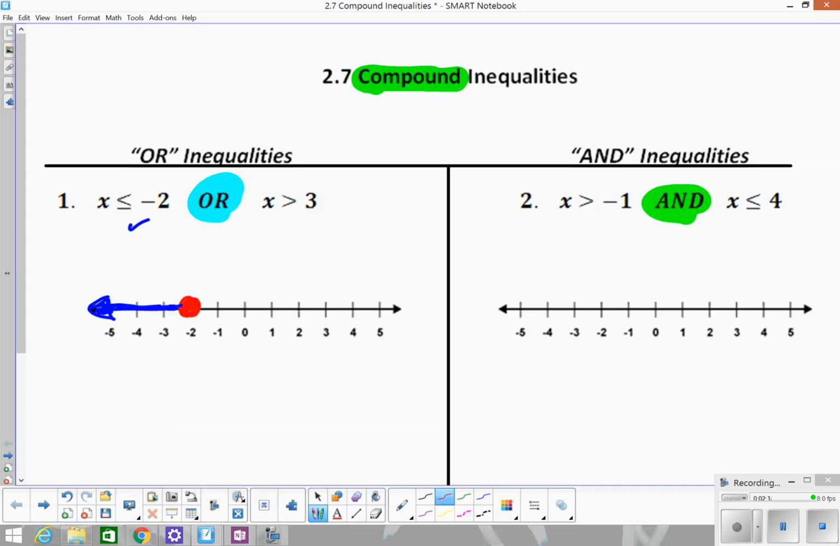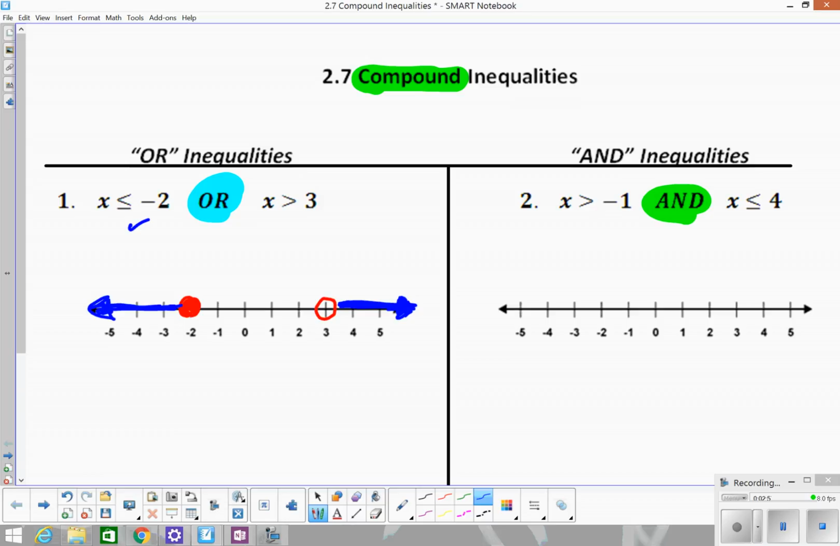In this case, I'm going to look at the value of 3, and it's going to be an open circle because it's just greater than, not greater than or equal to. Now I'm talking about all my x values that are greater than 3, so everything to the right. If you look at my inequality symbol, it's pointing to the right, so I'm going to shade to the right.